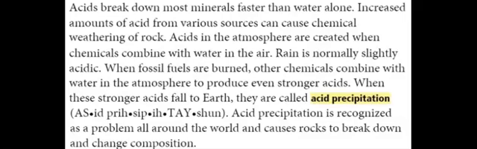Acids in the atmosphere are created when chemicals combine with water in the air. Rain is normally slightly acidic. When fossil fuels are burned, other chemicals combine with water in the atmosphere to produce even stronger acids. When these stronger acids fall to Earth, they are called acid precipitation. Acid precipitation is recognized as a problem all around the world and causes rocks to break down and change composition.